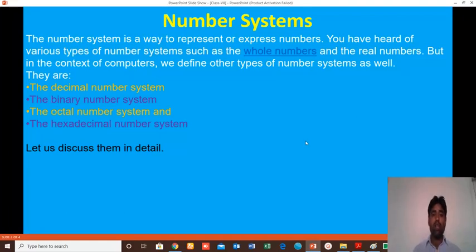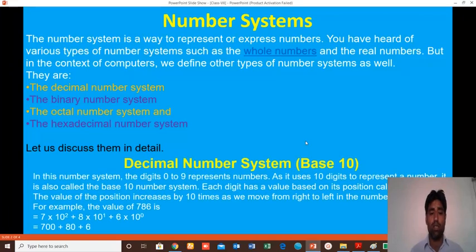But in computer science, there are also a few different types of number systems that can work in a computer, and these are: very first is the decimal number system, second is the binary number system, third is the octal number system, and fourth one is the hexadecimal number system. So let's discuss all these types of number systems in detail. So very first we will discuss the decimal number system.